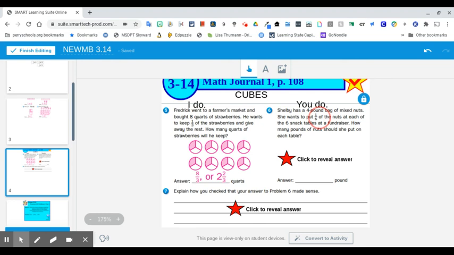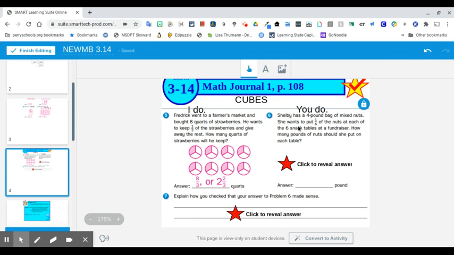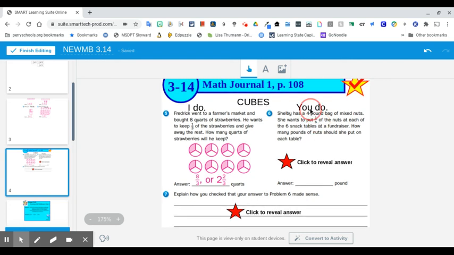1/6 of a 4-pound bag. This number right here is just connecting to the 1/6 because she wants to put 1/6 of the nuts at each of the 6 snack tables. Don't let those numbers confuse you. That's where that cubes comes in and evaluating the problem. Okay, what numbers are needed? So 1/6 of a 4-pound bag. And then I want you to go ahead and explain how you did number 6. So go ahead and pause the video now and work on that.